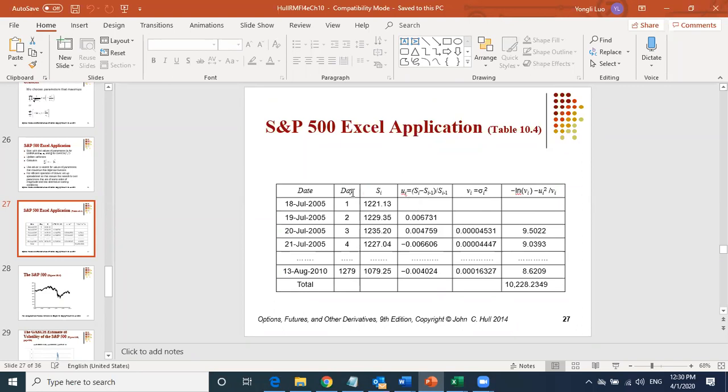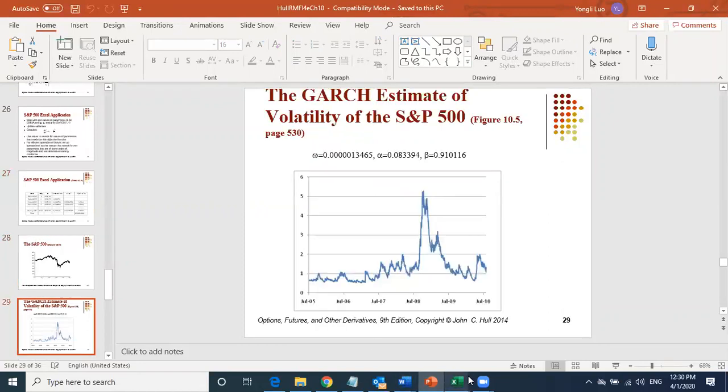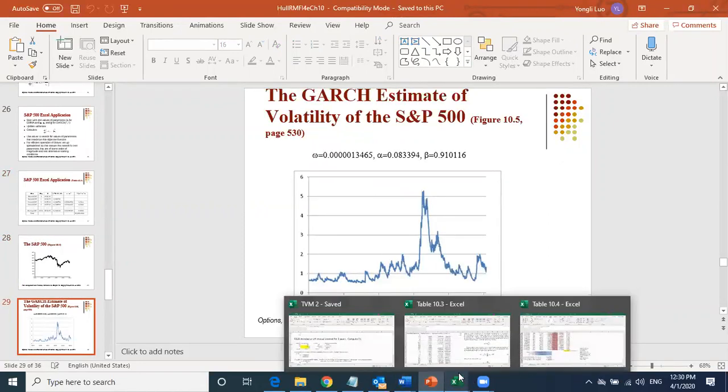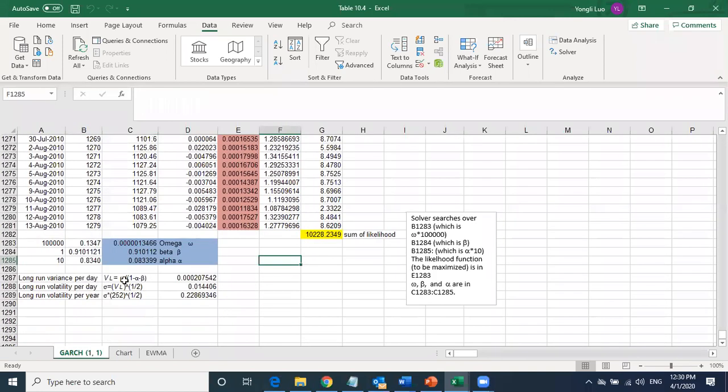I have those formulas in the PowerPoint slide, so you can see. Okay, you sum them up, and once you do that, you see the numbers have already changed. So the long run variance is omega divided by 1 minus alpha minus beta. So this is your long run variance.